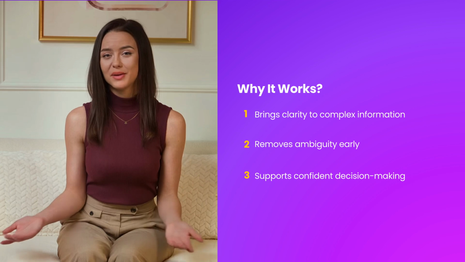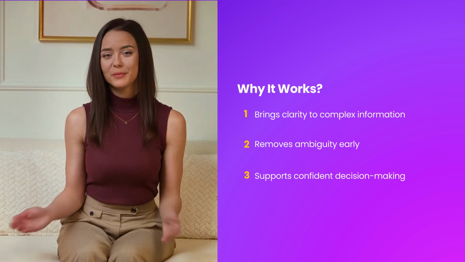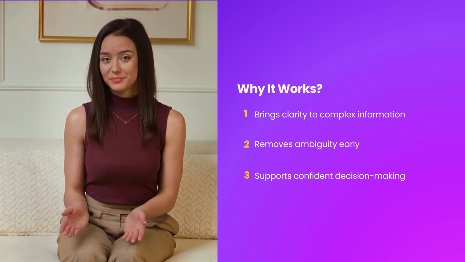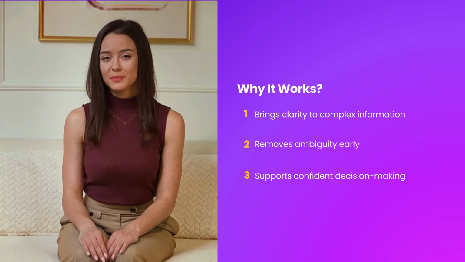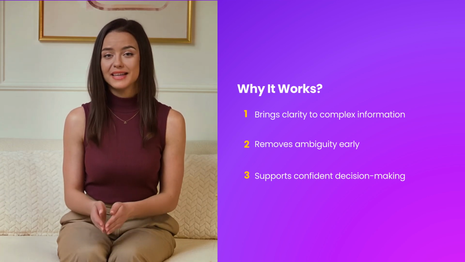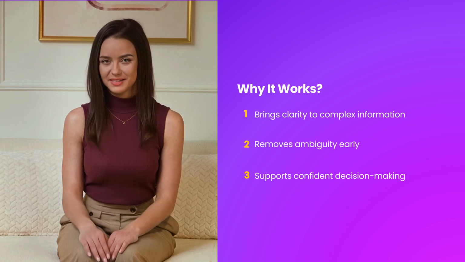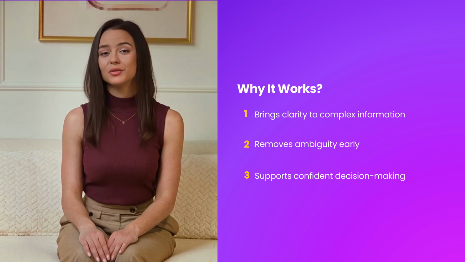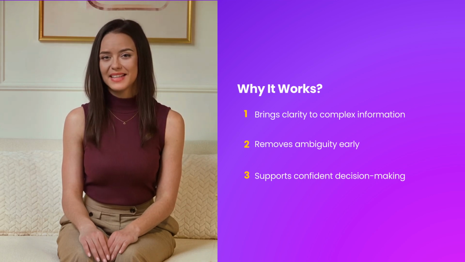Why does data modeling work so effectively? It brings clarity to information that's often scattered across documents, systems, and teams. It removes ambiguity early. Unclear definitions get caught before they create downstream issues in development or testing. And it supports stronger decision-making because stakeholders can see the real structure of their data instead of guessing how it behaves.